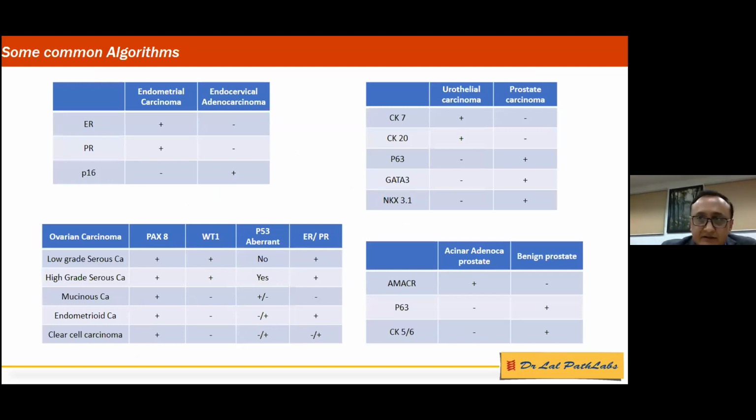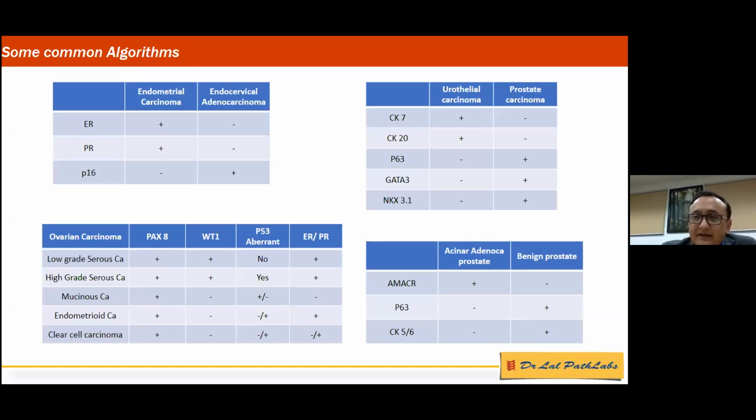Talking about the algorithms, which I touched upon earlier in my presentation, these are some of the algorithms that we use for differentiation between endometrial carcinoma and endocervical adenocarcinoma: ER, PR, P16. Similarly, urothelial versus prostate carcinoma, which is a common dilemma in many cases. We use a combination of CK7, CK20, P63, GATA3, and NKX3.1. For differentiation between various types of ovarian carcinomas, low-grade serous, high-grade serous, mucinous, endometrioid, and clear cell carcinoma, we use a combination of PAX8, WT1, P53, and ER, PR.